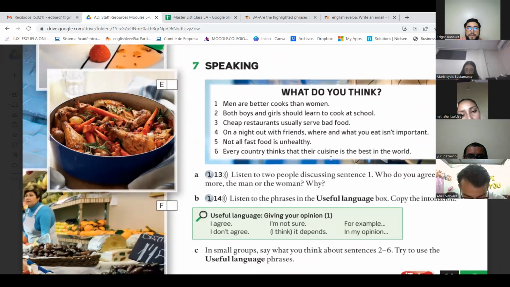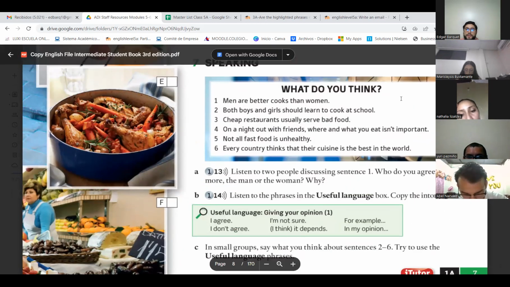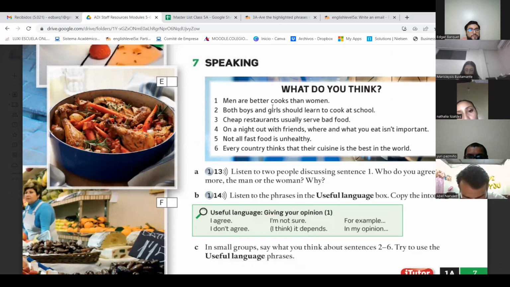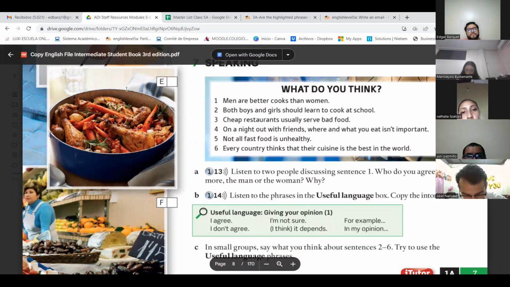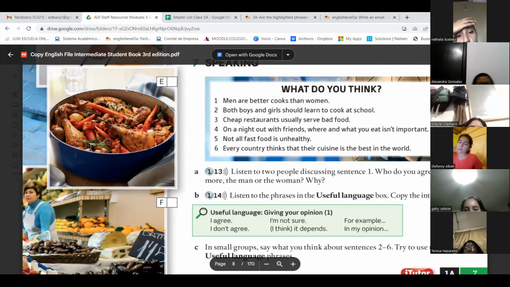What do you think about this? Men are better cooks than women. Cooks, it's like chefs, all right? Men are better at cooking than women. Do you think this is right? Do you think this is false? What's your opinion about this?